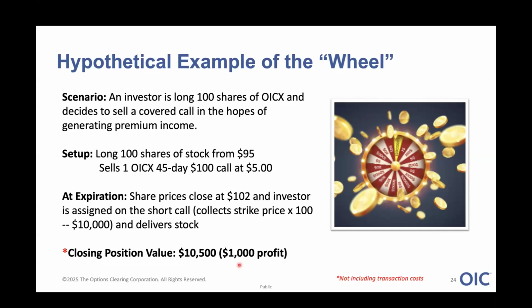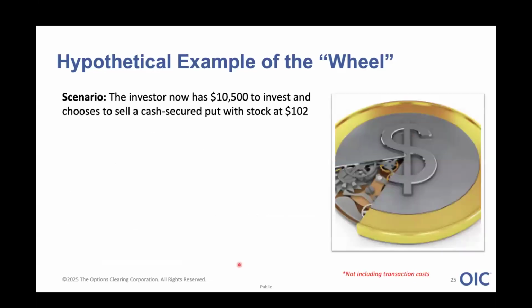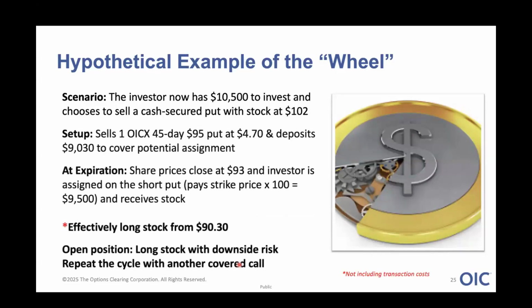Now, you're going to wake up with cash in your account on Monday morning. Now you can start the wheel strategy, okay? You have $10,500 to invest, $1,000 more than you had initially, and you choose to sell a cash secured put. Maybe stock closes at 102, and we look at our options chain and see that we can sell the 45 days out 95 level put, because we're happy to buy shares back at 95 on a pullback. We can sell those puts for $4.70.